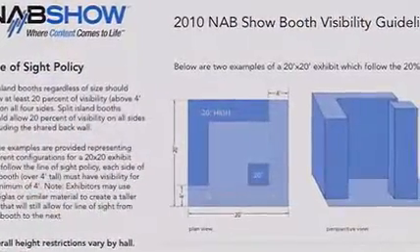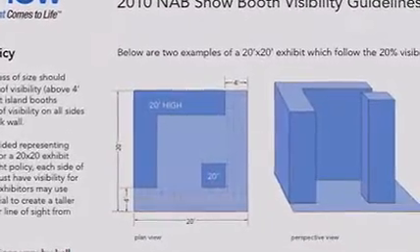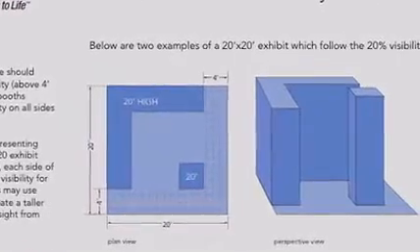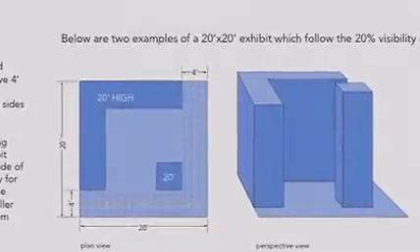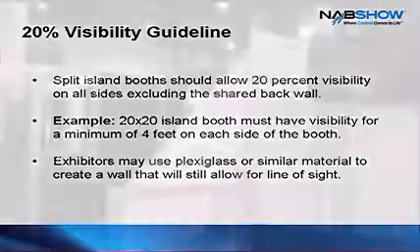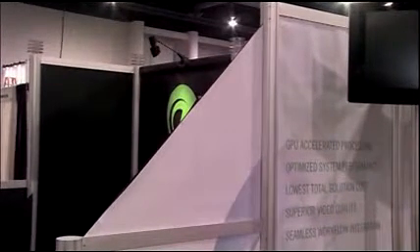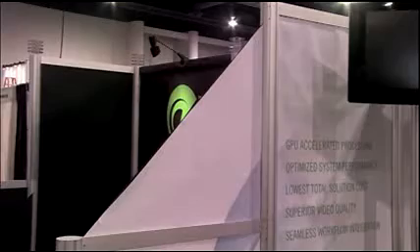NAB implemented a new guideline at the 2009 NAB show, requesting exhibits to be designed in such a way that at least 20% of visibility, above 4 feet tall, is possible on all 4 sides. Split island booths should allow 20% visibility on all sides, excluding the shared back wall. For example, in a 20 by 20 island booth, each side of the booth must have visibility for a minimum of 4 feet. Exhibitors may use plexiglass or similar material to create a wall that will still allow for line of sight. If you're planning a hard wall installation that could obstruct the view to neighbors' booths, you must submit a booth variance review form located on our website.